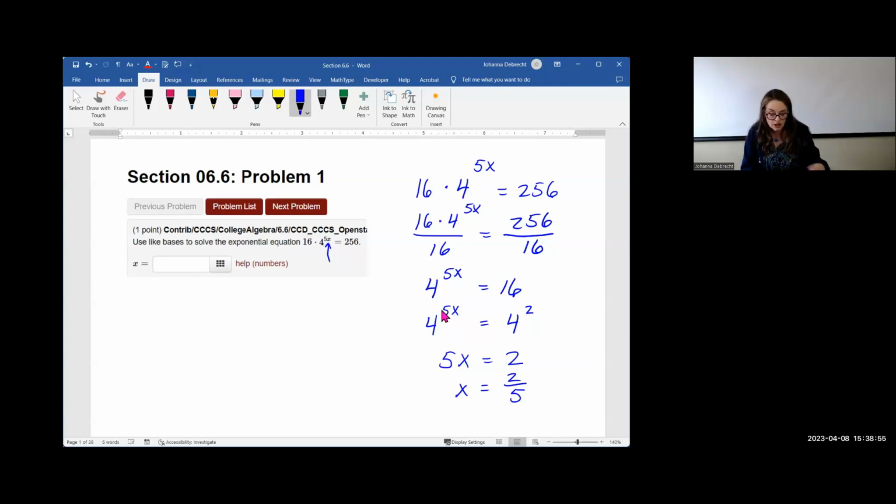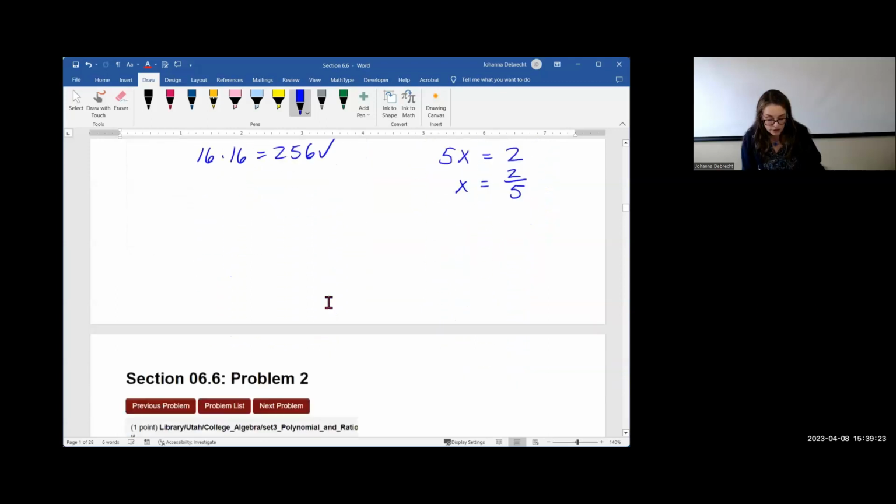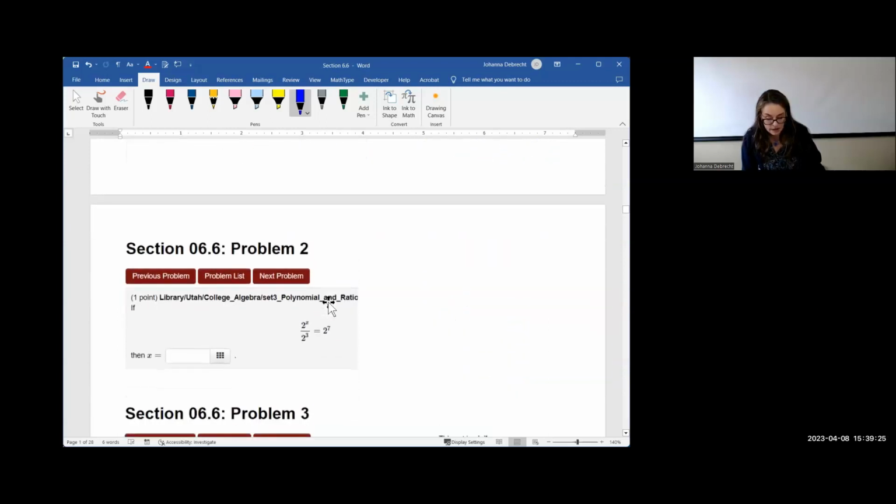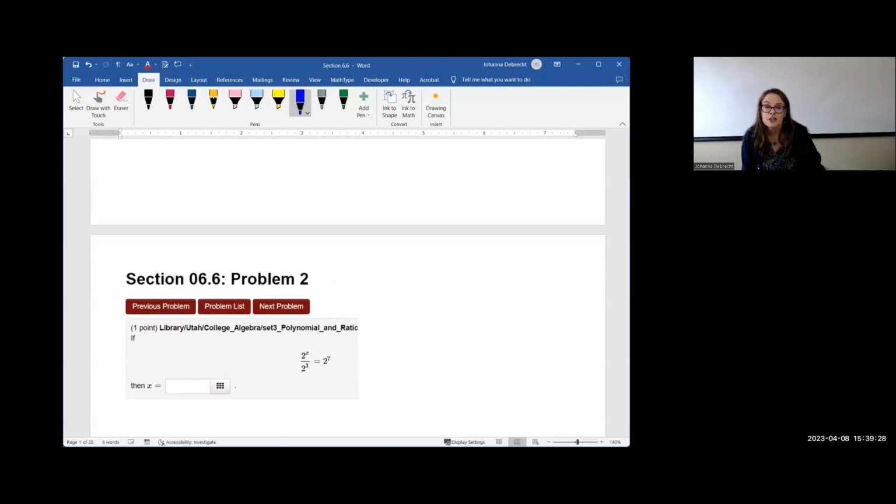You can plug it in to check your work and make sure that this does in fact give you the same value. Right? So 16 times 4 raised to the 5 times 2/5 power. The 5's cancel, and that gives me 4 squared. So I have 16 times 16, which does give me 256. Always be on the lookout for extraneous solutions. So let's take a look at problem number 2. I'm going to leave you to work this one out and then turn the video back on to compare.